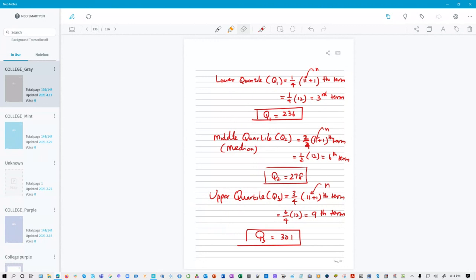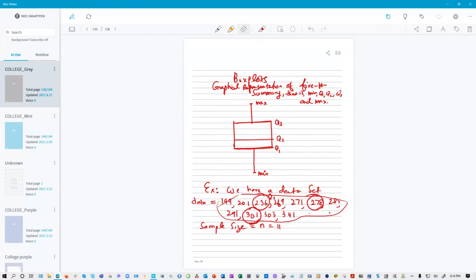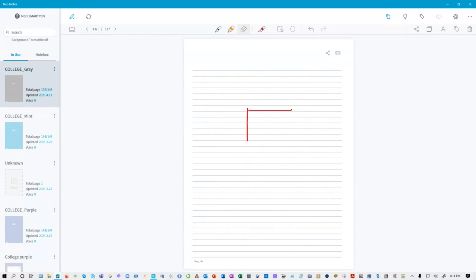So that means this is Q1, 278 is Q2, and this one is Q3. Once you get that, how do you draw this one? Let's draw our box plot.